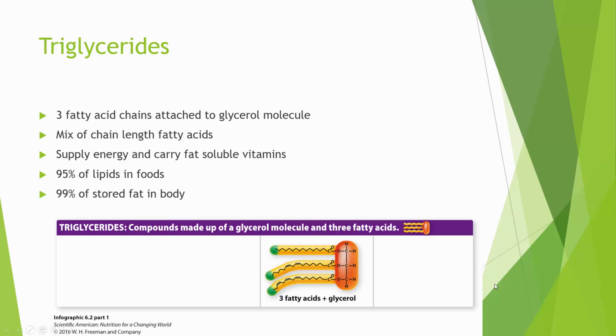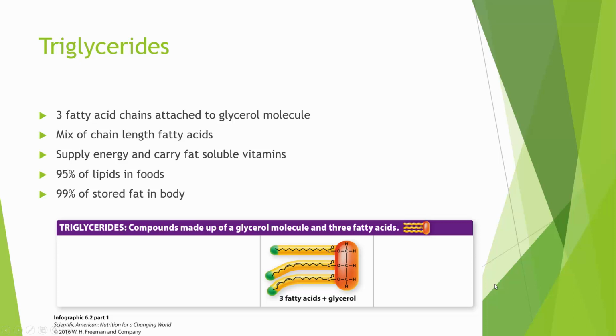So triglycerides then is going to be our major source of lipids both in our body and in our foods that we eat. So you can see it's 95% of the lipids in the foods that we eat and 99% of the stored fat we have in our body. So obviously it makes up a big component of our lipids. And what a triglyceride is, is a glycerol backbone with 3 fatty acids attached.